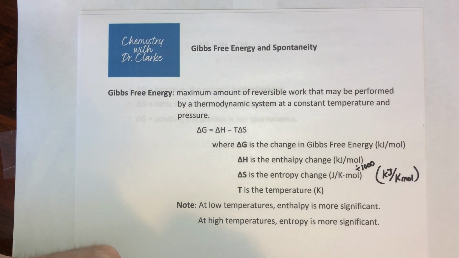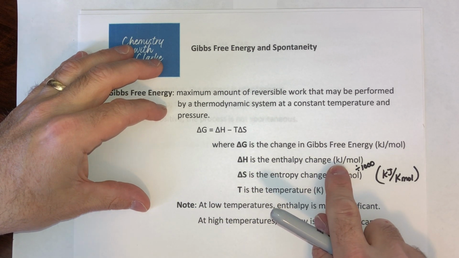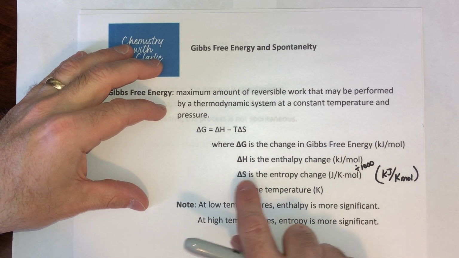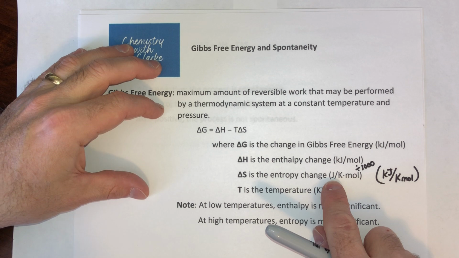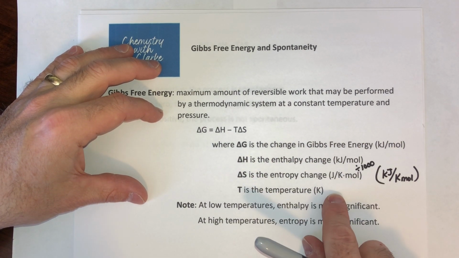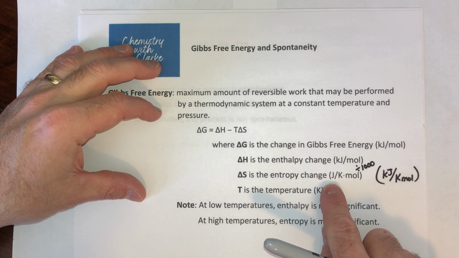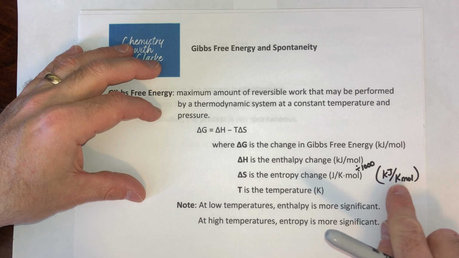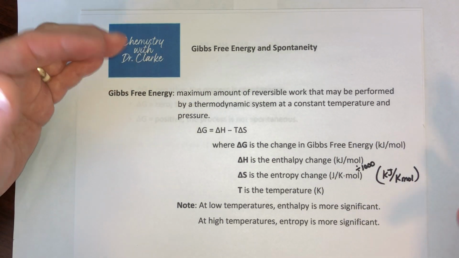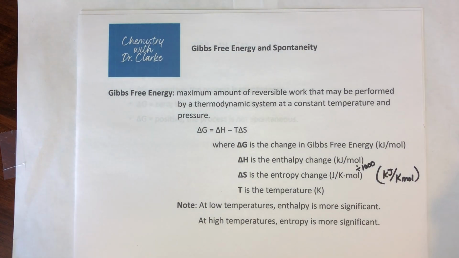Now I point that out because when you have tables of these numbers, the delta H's are always going to have kilojoules. The delta S's are always going to have joules, and if you want to put them in the same formula, you're going to have to convert the units. So you're going to have to turn your delta S from joules per Kelvin per mole into kilojoules per Kelvin per mole. It's just one of those things that's part of this problem that you have to remember.